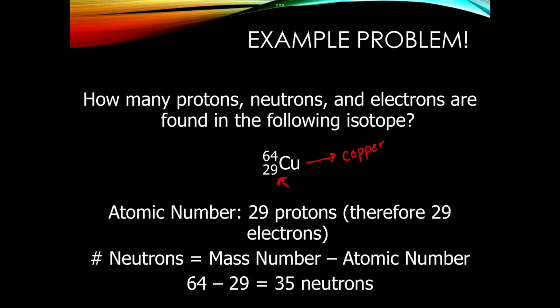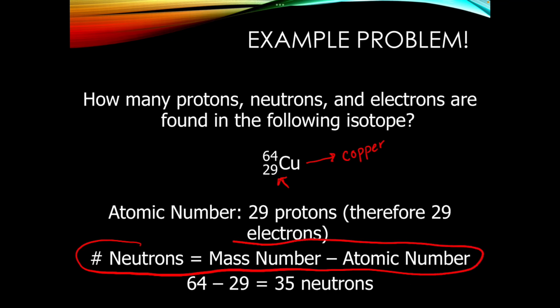So the only thing we need to figure out now is our number of neutrons. The way that we figure out the neutrons is through this little formula. We do our mass number minus our atomic number. Remember, this is set up for subtraction. We can do 64 minus 29, and that will get us our number of neutrons. So there are 35 neutrons in this isotope of copper.